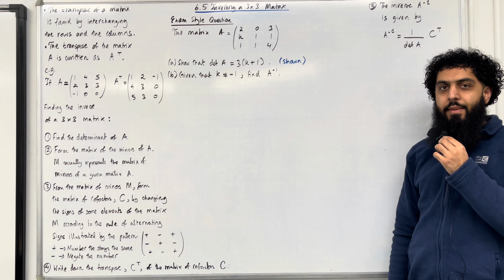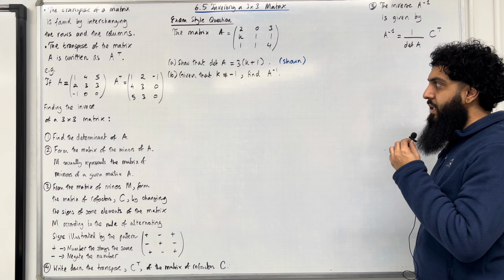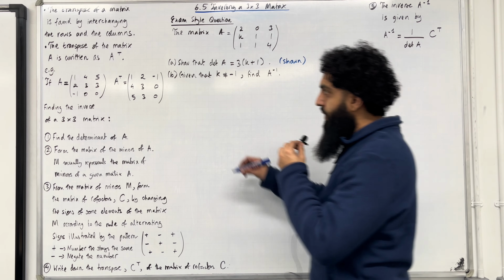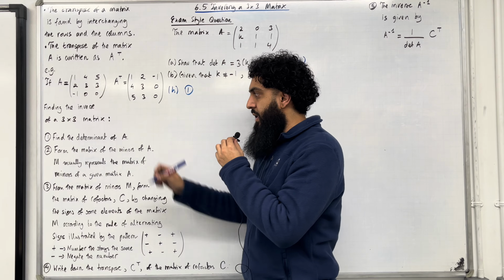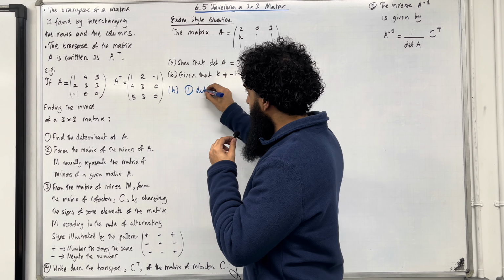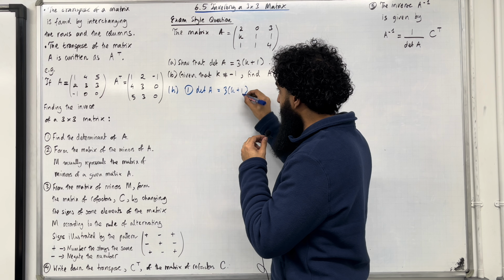Moving on to part B of the exam style question. Given that K is not equal to -1, find A inverse. Let's have a look at the solution to part B. So step number 1, find the determinant of A. Det A was calculated in part A. It is 3 multiplied by K plus 1.